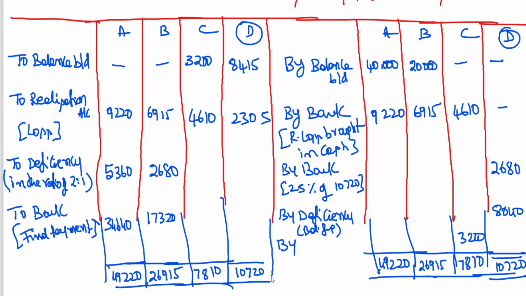In the beginning, you have learned that when a partner's capital account is showing debit balance after dissolution, when he is not insolvent, he should bring cash to the firm to close all the accounts. So by bank, balancing figure.